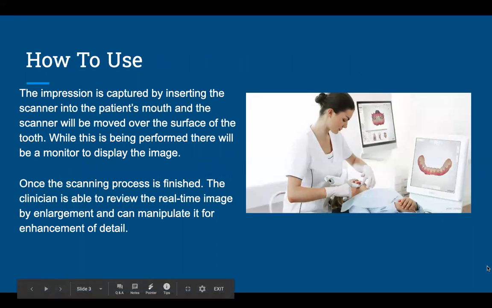Okay, so also, how would you use this scanner? When your patient comes in, you just lay them back like a normal exam, and then you will have this, what I'll call a wand, that in the photo she's holding. You put that in the patient's mouth, and then you slowly move the wand around over the tooth surface, and it's going to basically copy it with the sensors, transferred to the computer through the special software I was just telling you about, to make the 3D image.